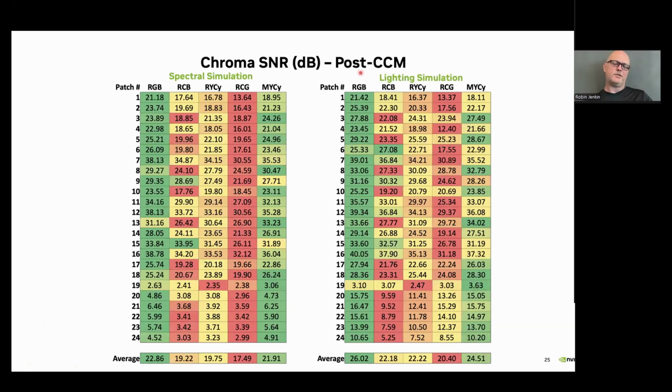Happily, post CCM, and this is why I think it might be a white point issue, the ordering seems to tidy up quite a bit, where it's clearly the post CCM chroma SNR is worst for the RCG, with the best performance coming out for the RGB and the MYCY. So I think it's something to do with maybe the white point used in the calculation, and it being an LED. So maybe I'm missing some energy somewhere.